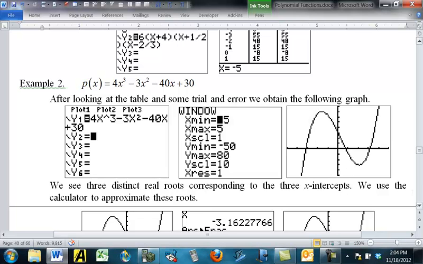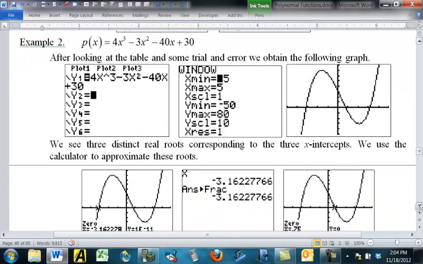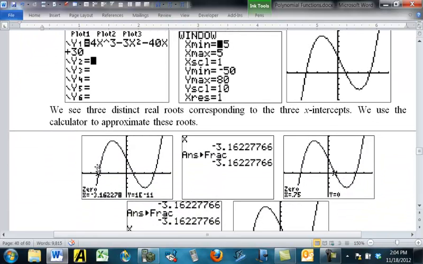3 distinct roots. So we're going to have 3 distinct factors. So we're going to have 4 times x minus root 1 times x minus root 2 times x minus root 3. We just got to find root 1, 2, and 3. And so I do a calc zero over here, try to change to a fraction, and it doesn't do it. So there's a good chance that that one might be an irrational number.